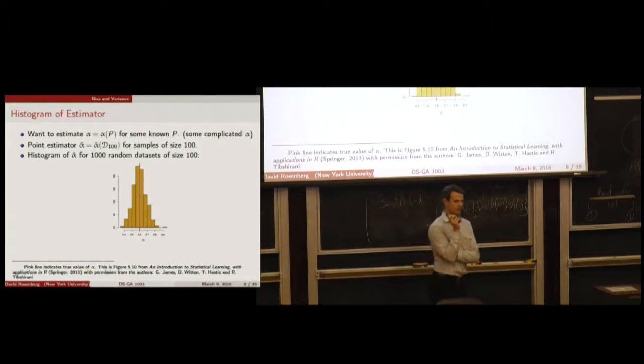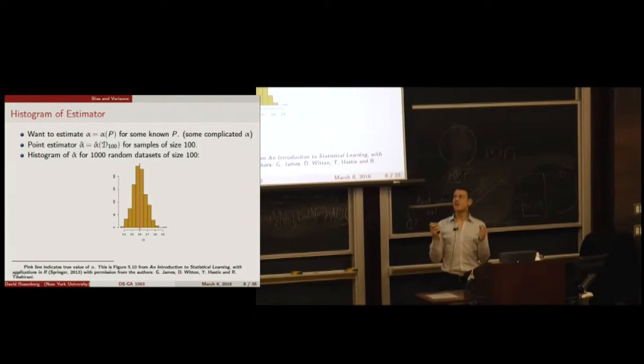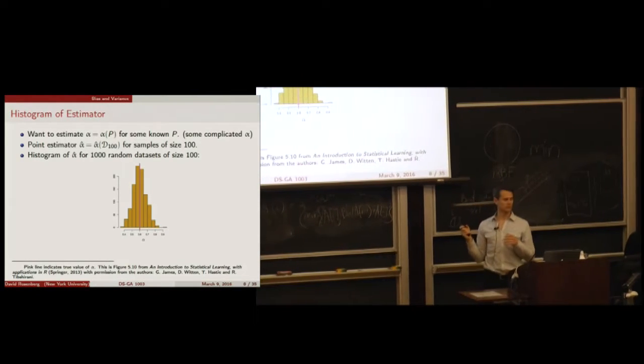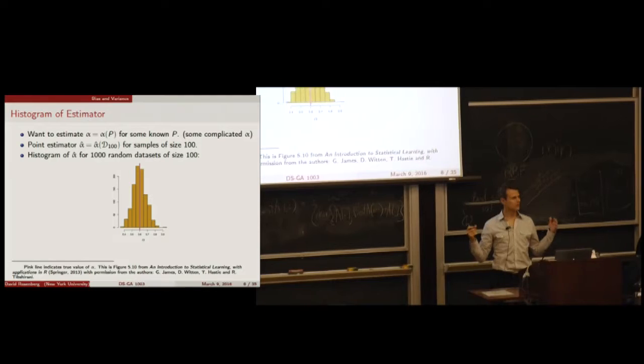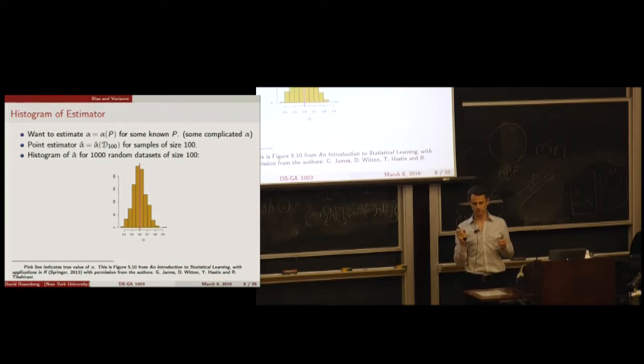Okay. Right. What happens is this thing gets narrower when n gets larger. So this 100 is replaced by 10,000. What happens when B gets larger? We have more bootstrap resamples. What do you guys think happens then to this histogram?